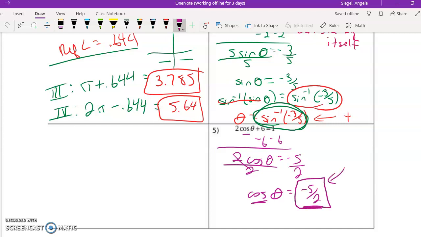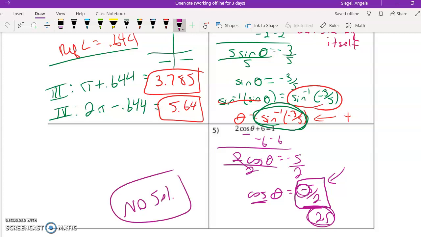So remember that sine and cosine cannot be over 1, and I don't care about this. Remember, it's just like the 2.5. That can't be over 1, because that means that my hypotenuse is smaller than my adjacent side. So this is no. And that's it.